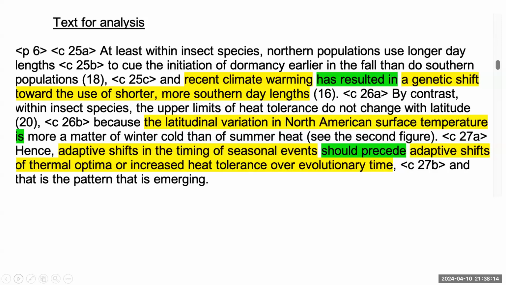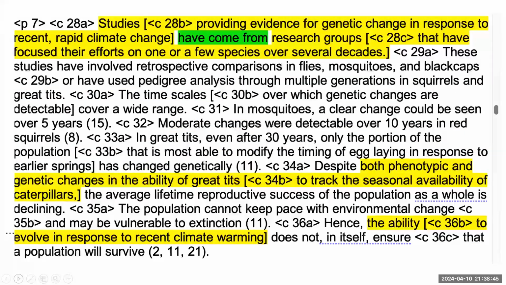Quite long noun phrases. The same thing we can see here. The latitudinal variation in North American surface temperature is, using a relational verb, adaptive shifts in the timing of seasonal events should precede, and then again, another long, dense noun phrase. Exactly the kind of thing that we expect in academic writing, scientific text. Again, we see it here in paragraph 7. Same thing.